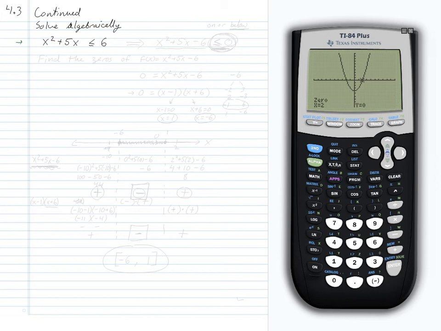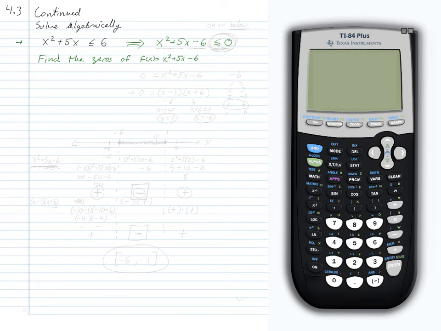So we'll look at this slightly new quadratic inequality: x squared plus 5x is less than or equal to 6. And we want to begin by putting it into standard form. So we'll move that 6 over and write this as x squared plus 5x minus 6 is less than or equal to 0. So in our process, we want to find the zeros of f of x equals x squared plus 5x minus 6. In other words, we want to find the x-intercepts of this function.